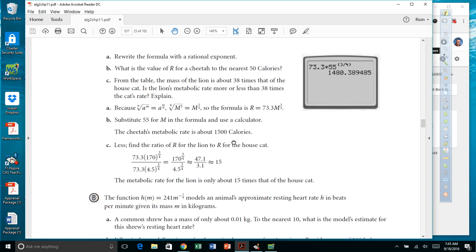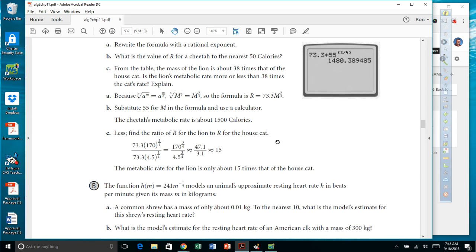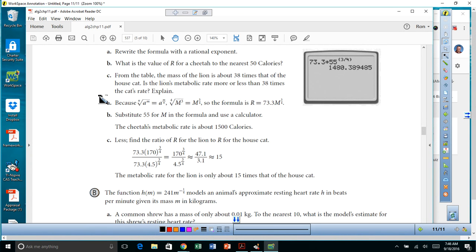Rewrite the formula with a rational exponent. Okay, they did that here on A, because the nth root of a to the m equals a to the m over n. The fourth root of m to the third equals m to the 3/4. So the formula is R equals 73.3 m to the 3/4 power.